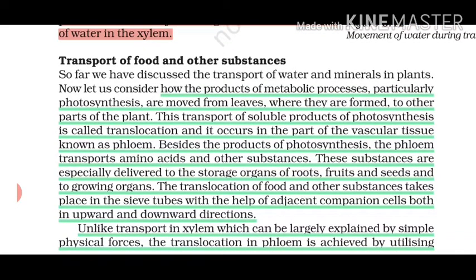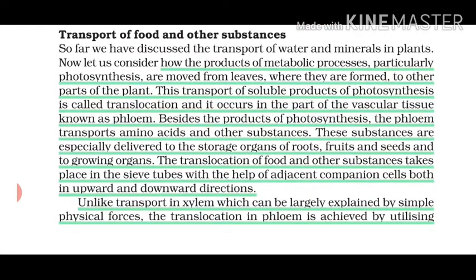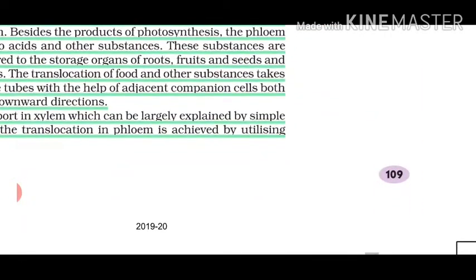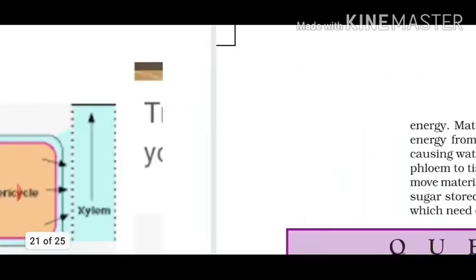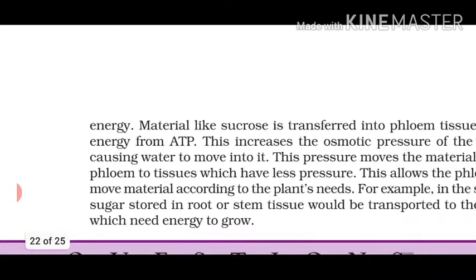The transport of food is known as translocation, and it occurs in the part of vascular tissue that is phloem. The phloem also transports amino acids and other substances to the storage organs of fruits and seeds, and also to the growing organs. The translocation of food and other substances takes place in the sieve tubes with the help of adjacent companion cells.